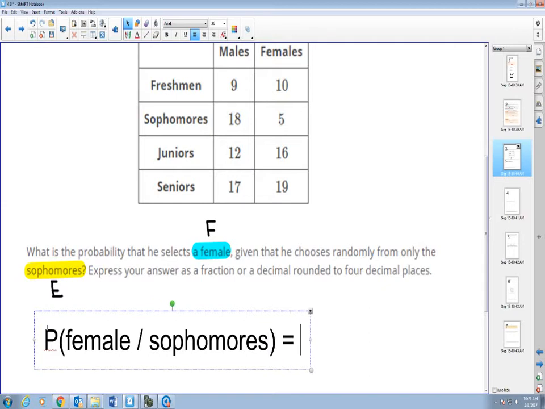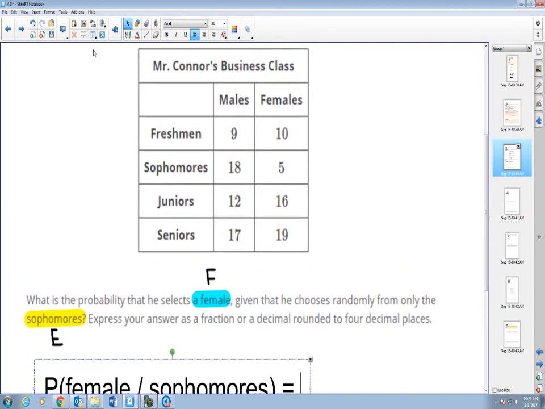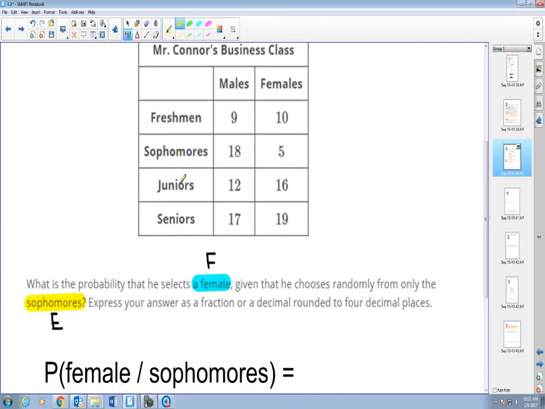What's the probability of selecting a female given that it's a sophomore? Sophomore is the first event, so here are the sophomores, and I want to select a female right here. You see me using blue, but when I highlight it, it's green. This one right here is the common outcome between the two events.